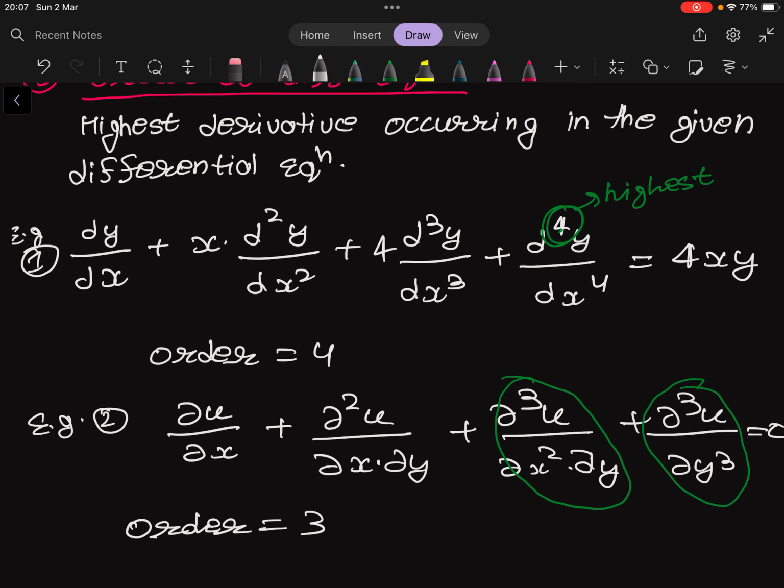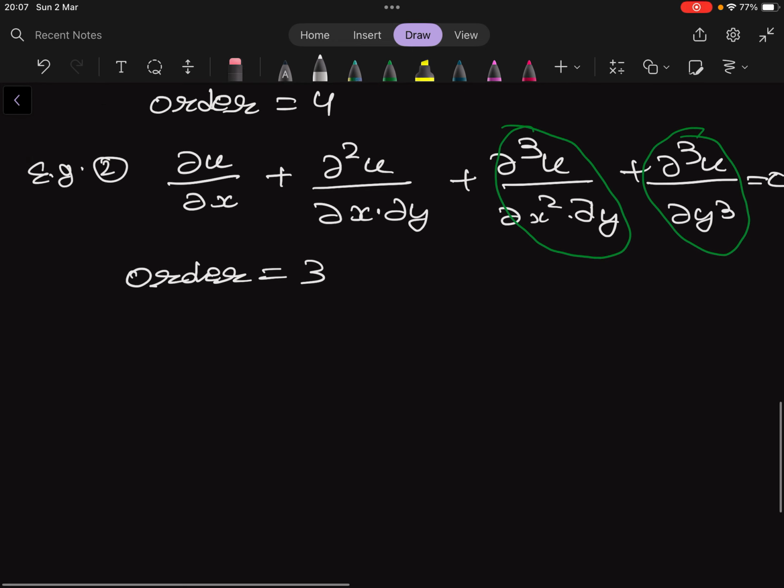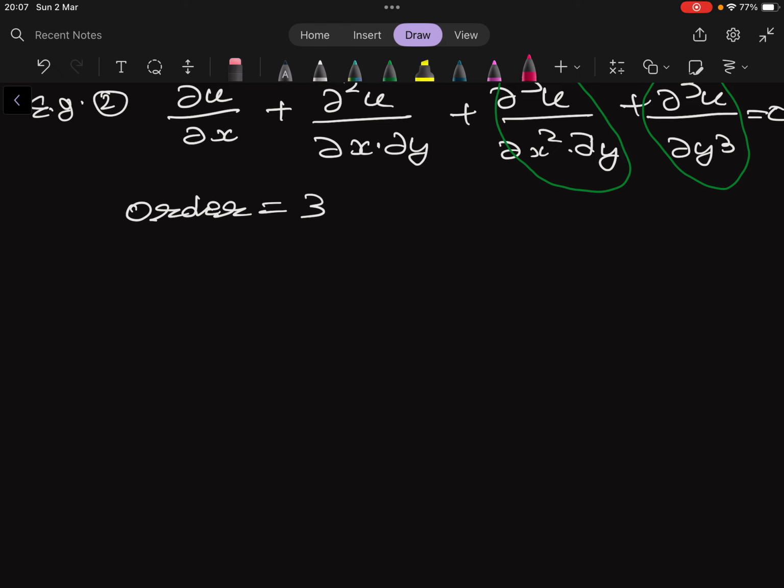Now let's study the other definition, which is called the degree of a differential equation.